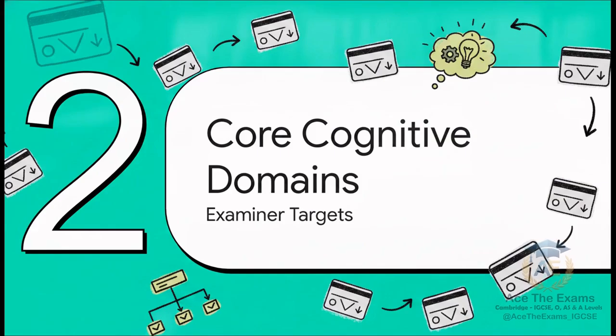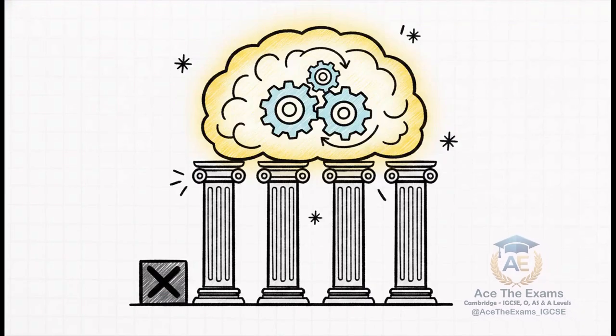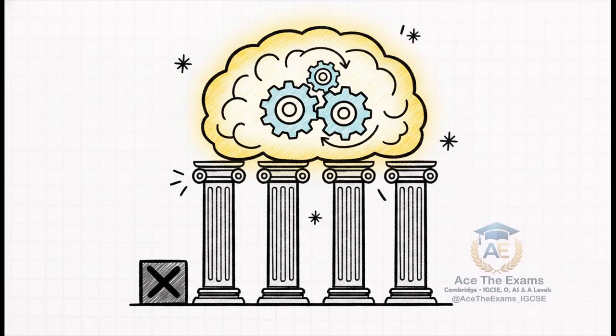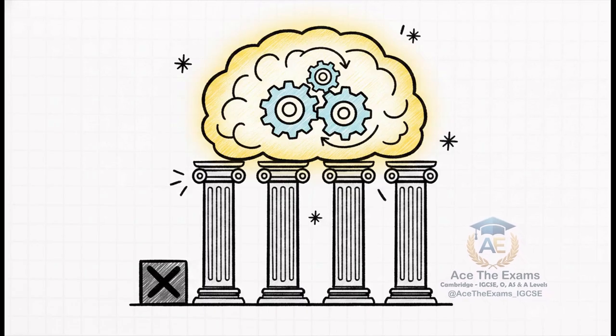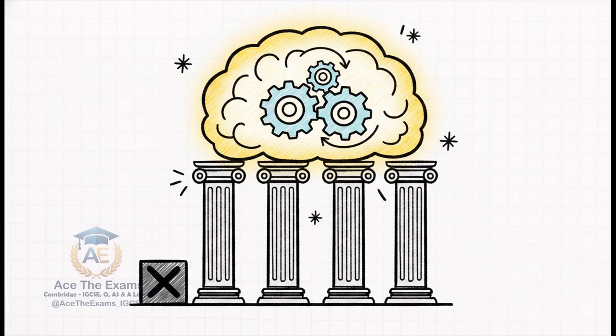Section 2. The core cognitive domains. What the examiners target. Everything comes down to these 4 pillars: knowledge, understanding, application, and analysis. Every single question you face in Section 8.1 is designed to poke and prod at these specific domains. The academic benchmarks here require logical, structured reasoning. They aren't looking for simple rote recall.